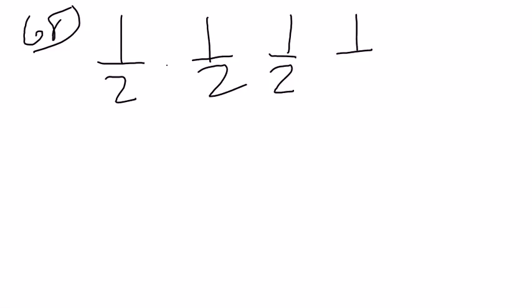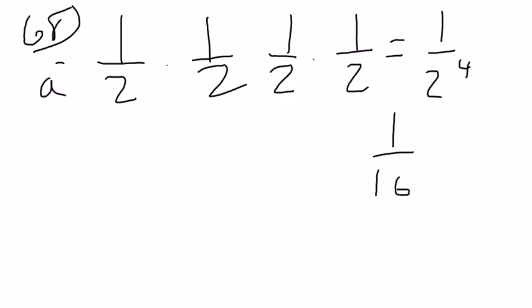What's the probability the first one is a boy? 1/2. Second one, 1/2. Third one, 1/2. Fourth one, 1/2. So 1/2 to the fourth, or 1/16. All right, so that's part A.